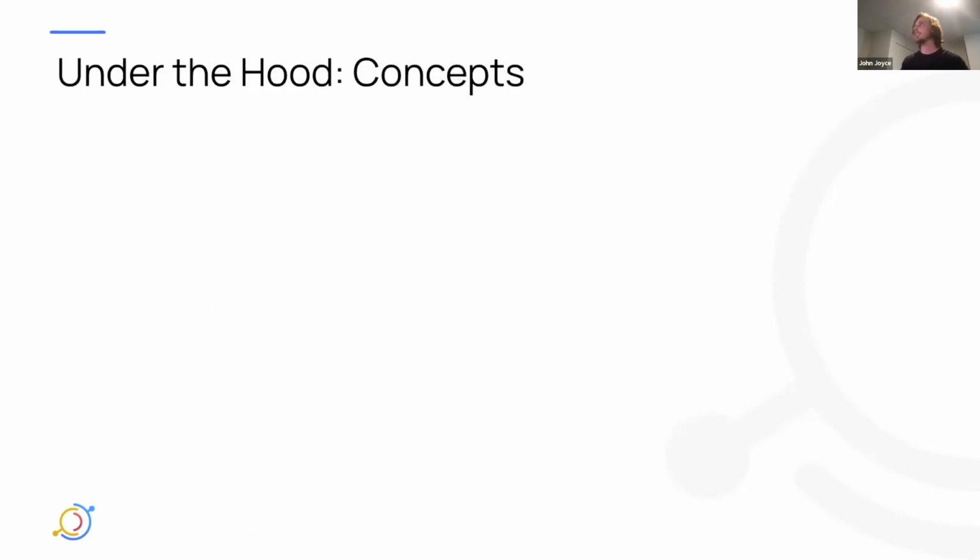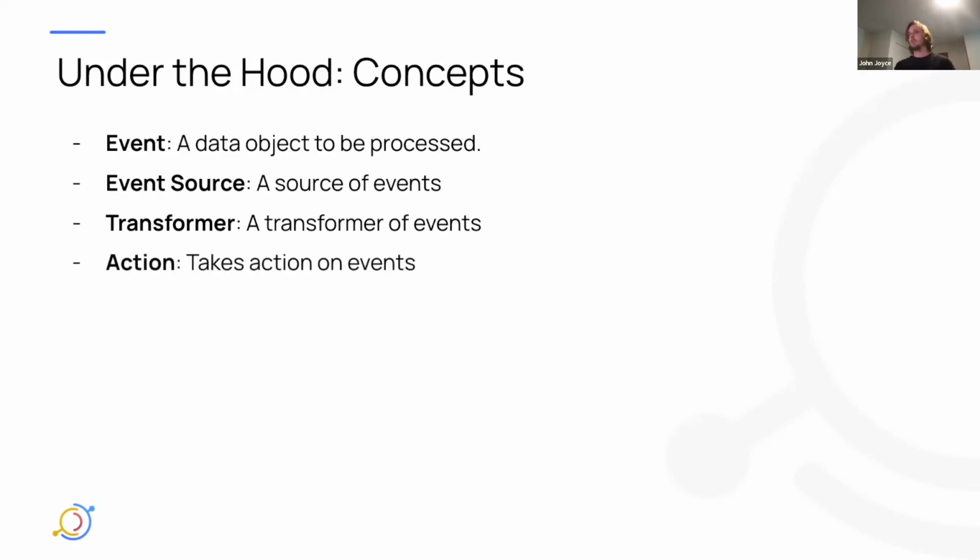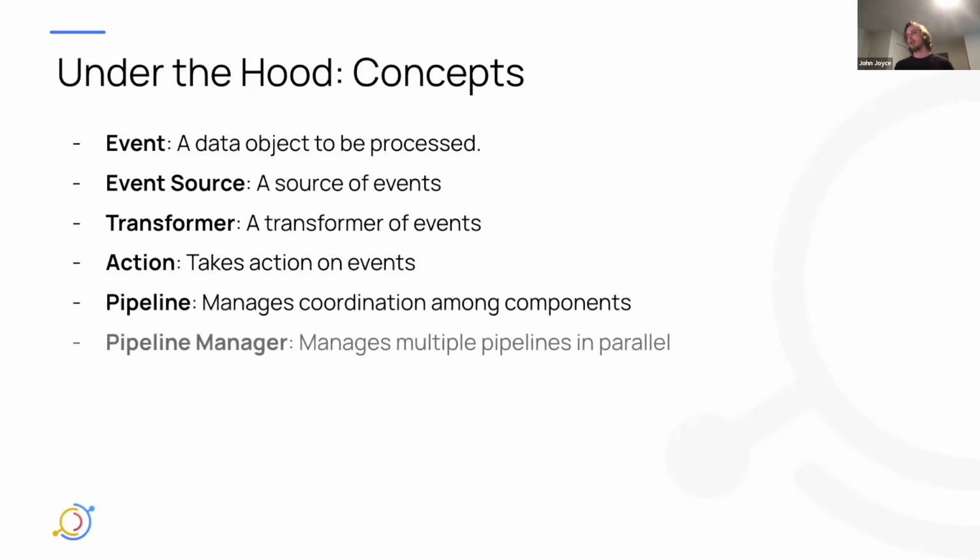Now, as usual, I like to take a look under the hood to talk about how this actually works. And really, it starts with a few fundamental concepts. An event, which is a data object which should be processed by the framework. An event source, which is a source of events. In our case, the event source is coming from Kafka. A transformer, which is a transformer of events or a filter of events. That filter block is actually a transformer. An action, which takes action on events. A pipeline, which manages the coordination among these different components. Essentially, it manages the lifecycle of an event. And then a pipeline manager, which allows you to manage multiple pipelines running in parallel in the same process.